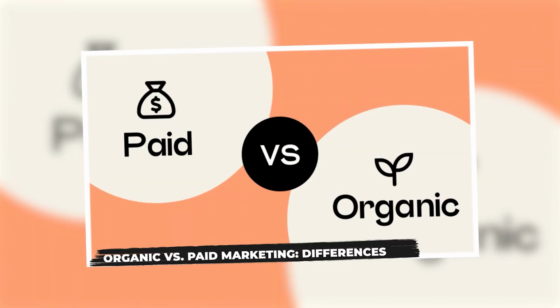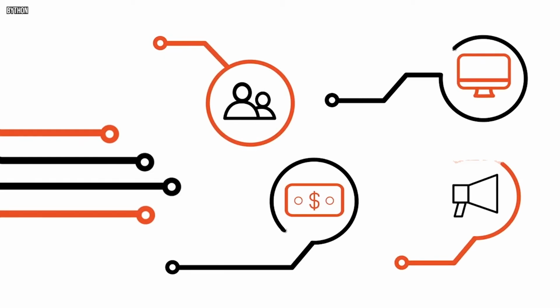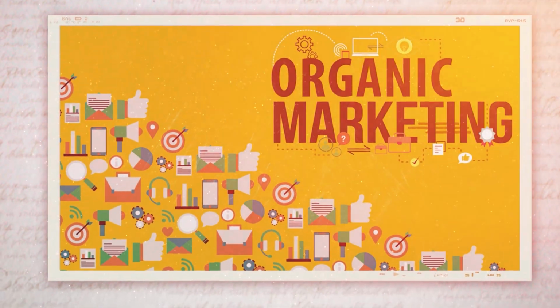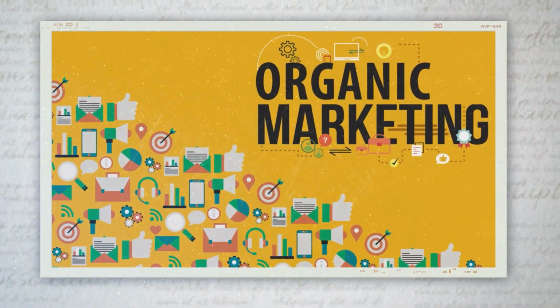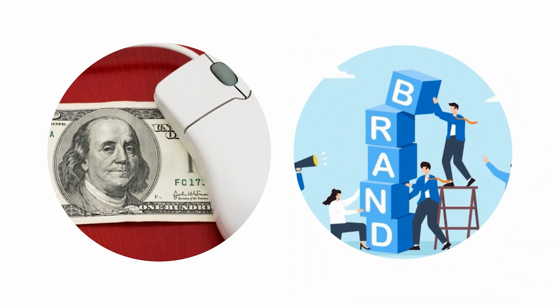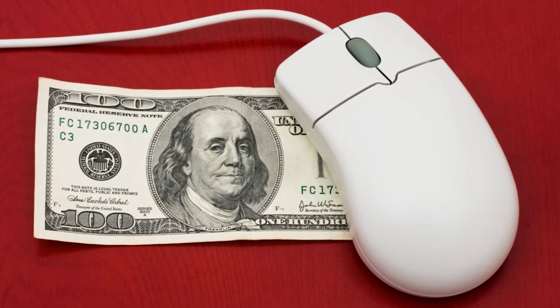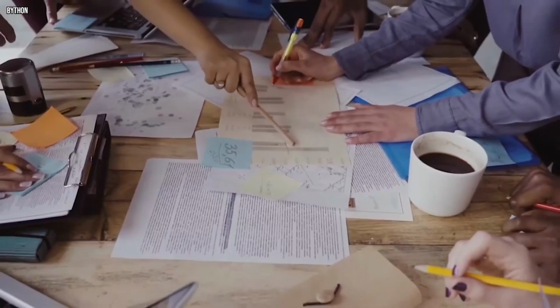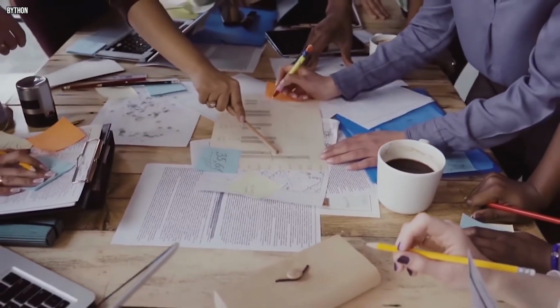Organic versus paid marketing differences. Optimizing marketing requires distinguishing organic and paid marketing. Organic marketing is creating unpaid content to naturally attract and engage an audience. This covers SEO, social media, blogs, and email newsletters. Building brand recognition and relationships without investing money is the goal. It relies on useful, audience-relevant information.